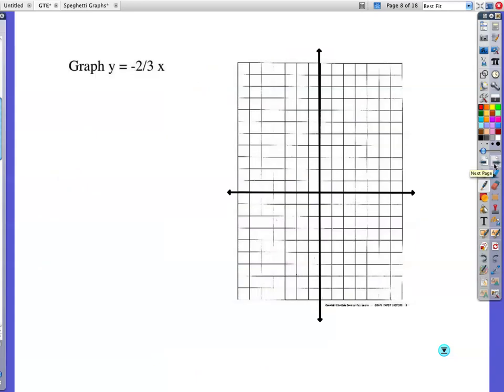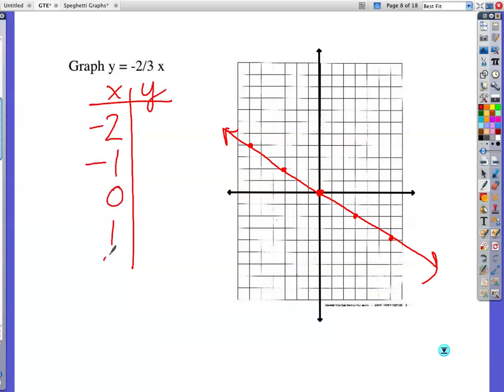Graph negative 2/3 x. Here's your y-intercept. Your slope would be negative 2/3. Negative 2/3. Okay, if you had to make a table, you would just use those points again. Or use your graph. Let's say you don't have the graph.